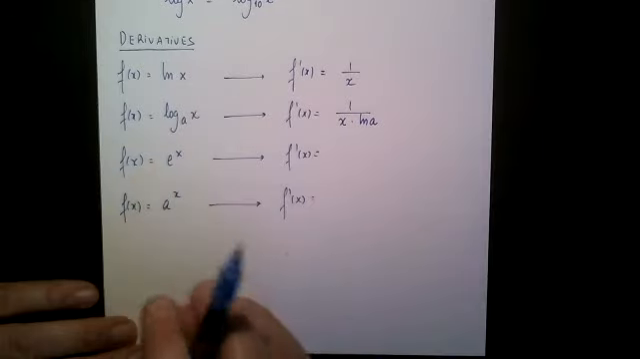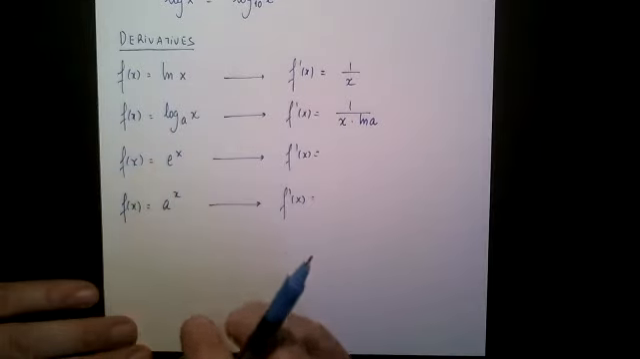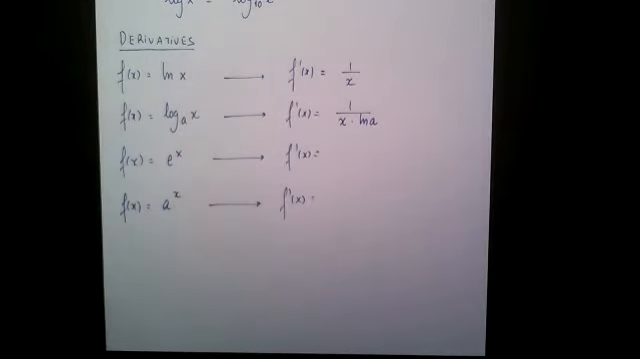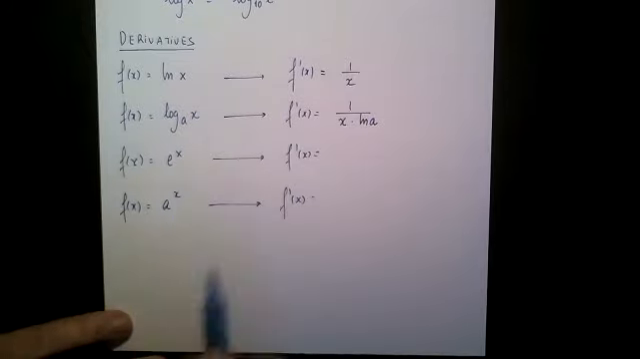That's what you mean when you say we have to multiply by the ln of a? Will you give examples? Of course, we'll give examples.